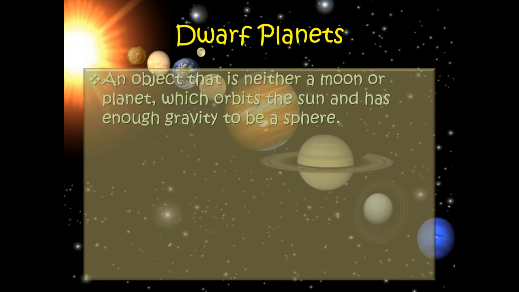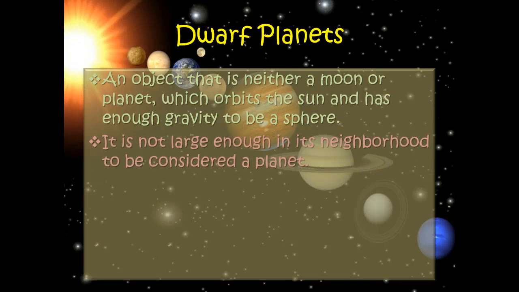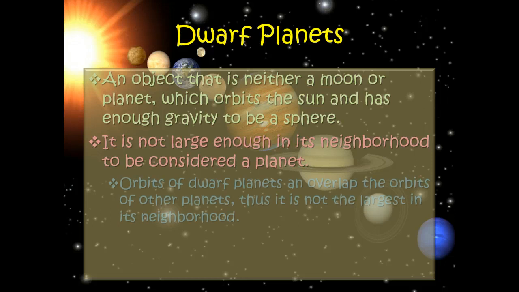Dwarf planets are objects that are not classified as either a moon or a planet. They do orbit the sun and they have enough gravity to be considered a sphere, such as with Pluto. They again are not large enough to be the biggest thing in their neighborhood. These dwarf planets do overlap the orbits of other planets.